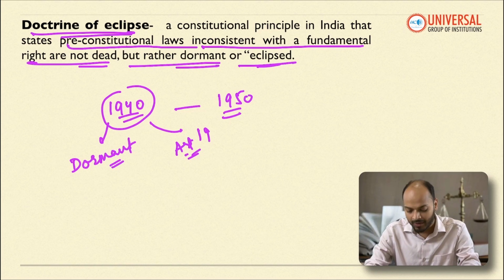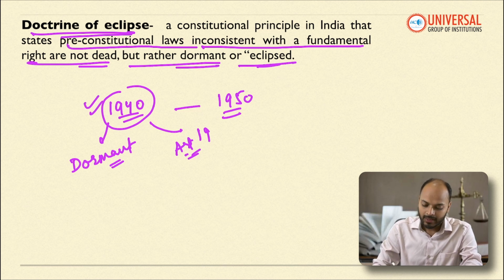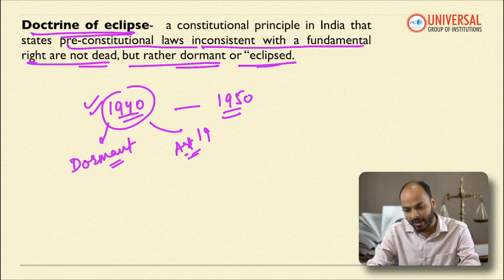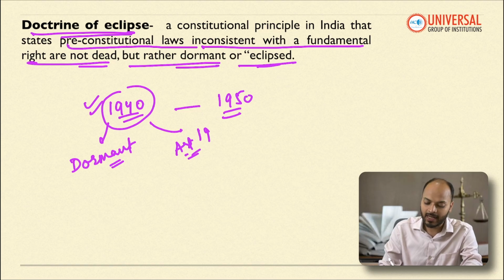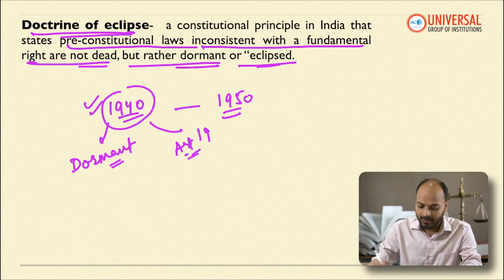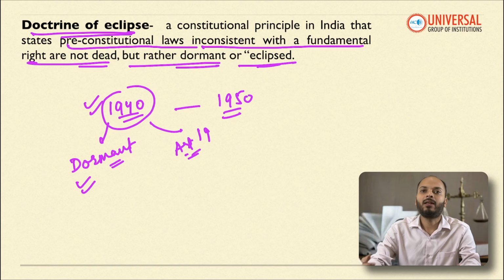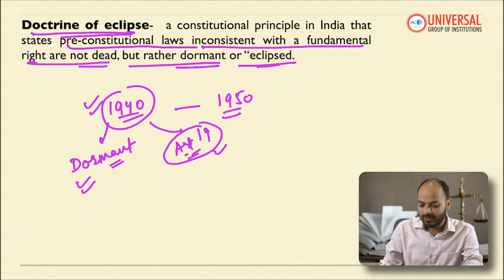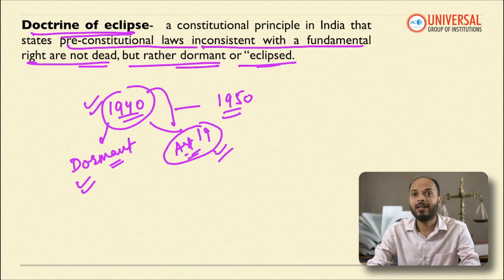It will become dormant. Meaning, if later on Parliament amends this Act of 1940 in such a manner that this amended Act is not violating Article 19, then this Act will again become alive. Or if, let's say, Parliament amends Article 19 itself so that the earlier Act of 1940 is not violating Article 19, then also this earlier Act of 1940 will become alive. Because the Act of 1940 was not dead, it was only dormant.